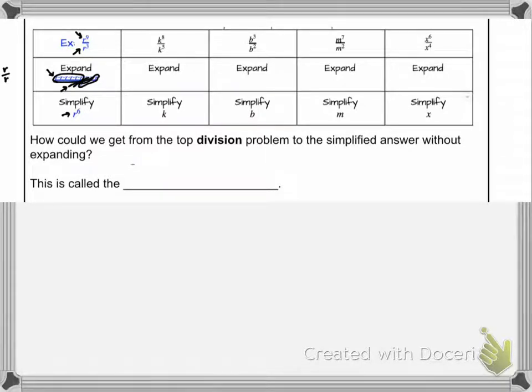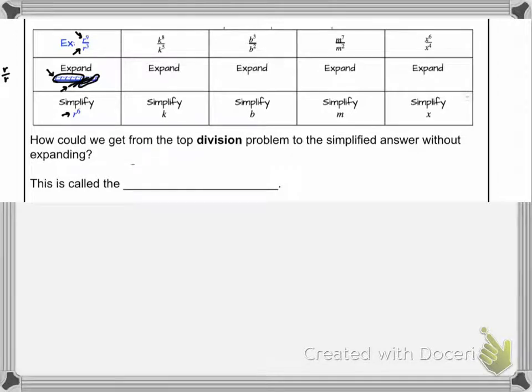So you're going to fill out the rest of the table. Pause, exactly as what I just did in that example. You're going to expand out all the letters on the top, all the letters on the bottom, find all your 1s to get rid of, to cross off, all your big 1s, and then you're going to write how many of that variable you're left with. So go ahead and fill in the rest of that table.